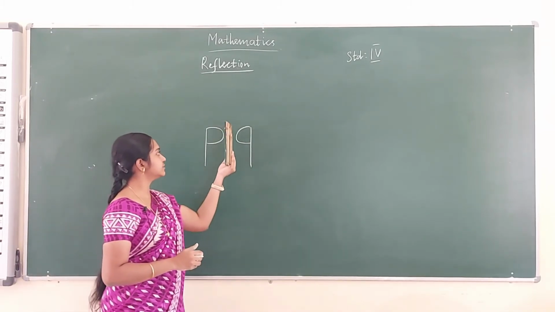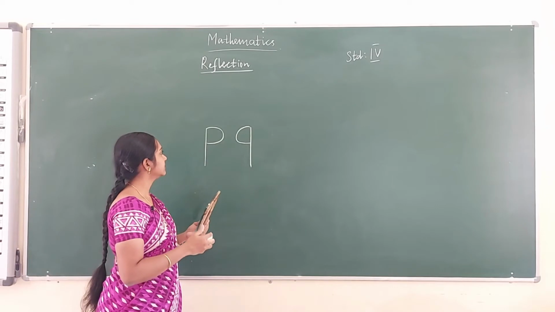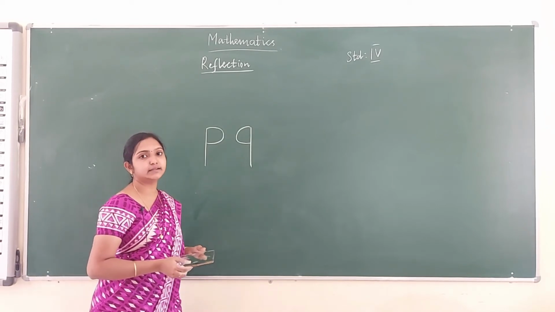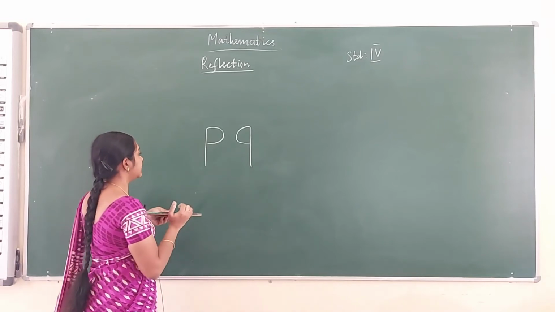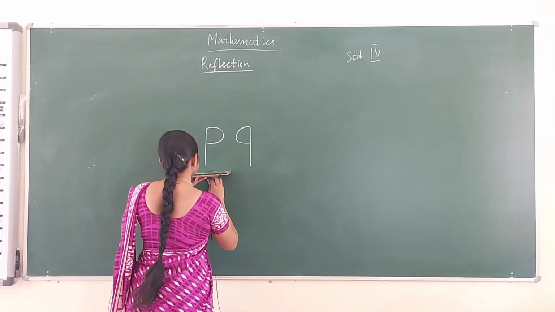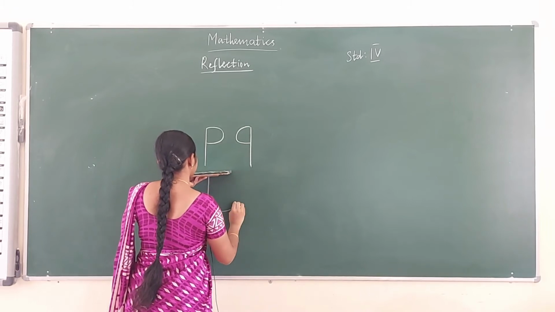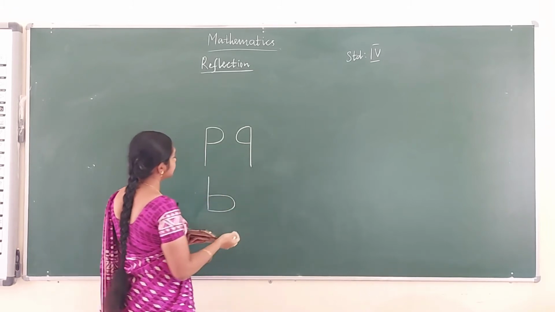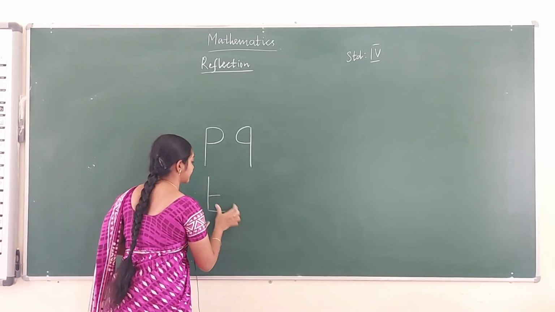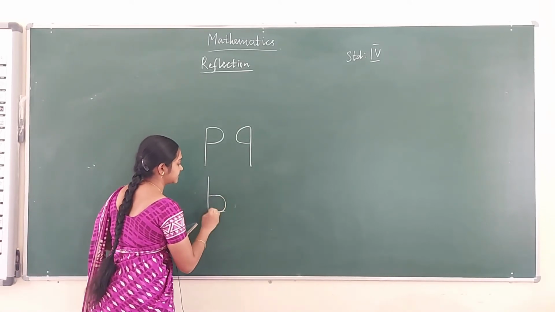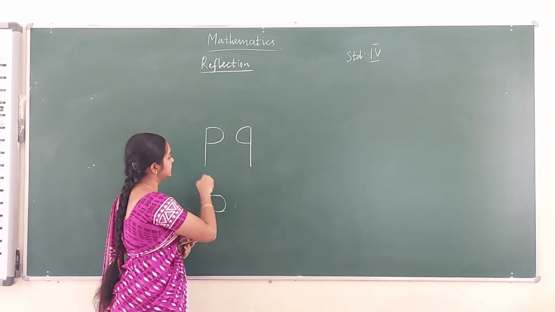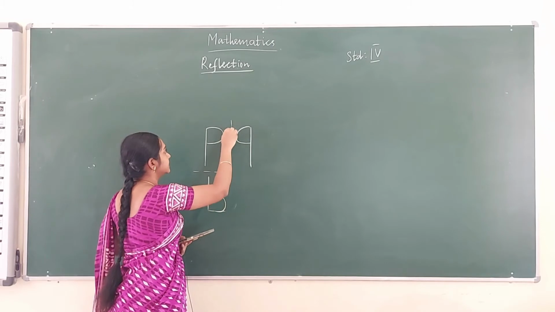Now I have drawn the reflected image of P along a vertical line. Now I am going to reflect P along a horizontal line. If I reflect horizontally, the image that I can see is like this. Here P is reflected vertically and here P is reflected horizontally.